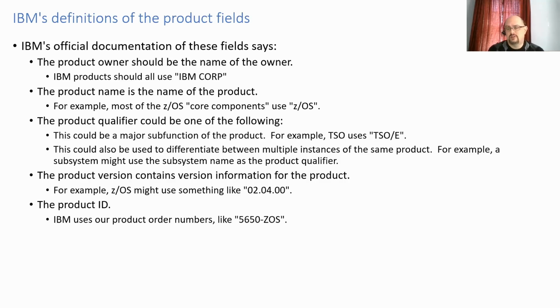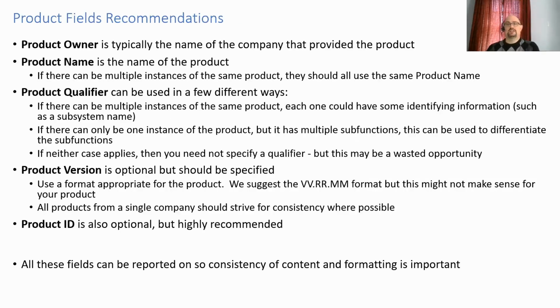Product version is going to be, again, hopefully obvious, the version information for the product. For z/OS, we use something like 02.04.00 for z/OS 2.4. And then for the product ID, we're going to use our product order numbers. That would be something like 5650-ZOS. All right, that was the documented IBM definitions of what these things are.